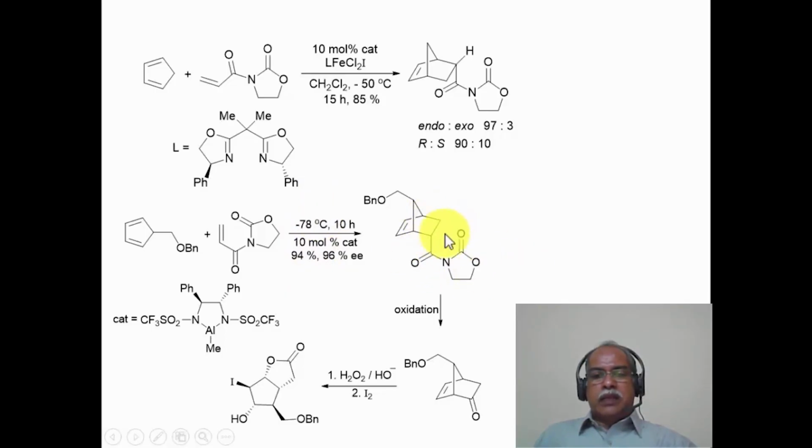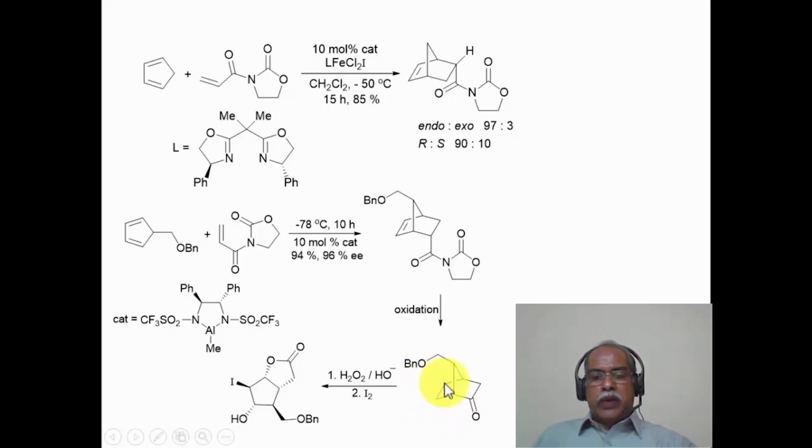The endo adduct is oxidized by means of an oxidizing agent to produce this ketone. In other words, this carbon-carbon bond is oxidized to the corresponding ketone. The ketone undergoes a Baeyer-Villiger kind of oxidation to form a lactone, and the lactone undergoes further iodolactonization to give this particular product.